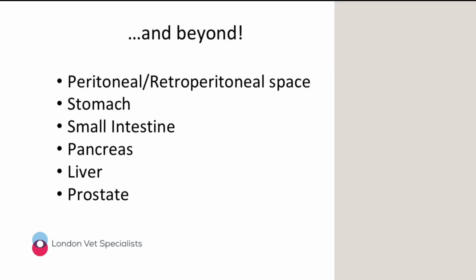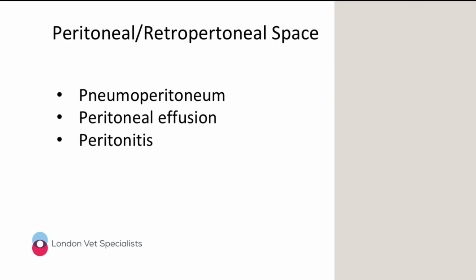And in this presentation, we'll take a look at the peritoneal and retroperitoneal space, the stomach, the small intestines, the pancreas, the liver, and the prostate. And the sort of things that we're going to be looking out for include a pneumoperitoneum, a peritoneal effusion, or a peritonitis when we're examining the peritoneal and retroperitoneal space.